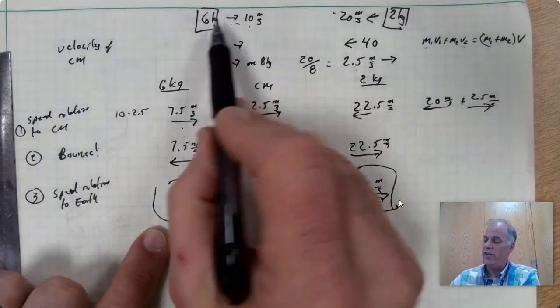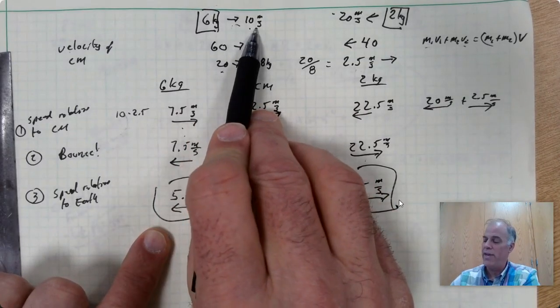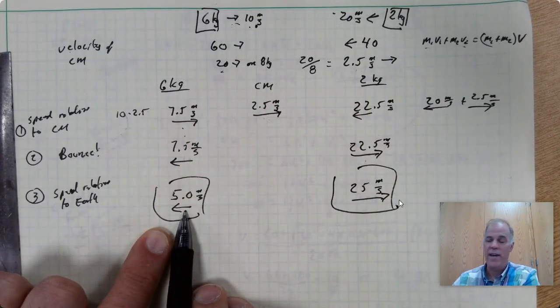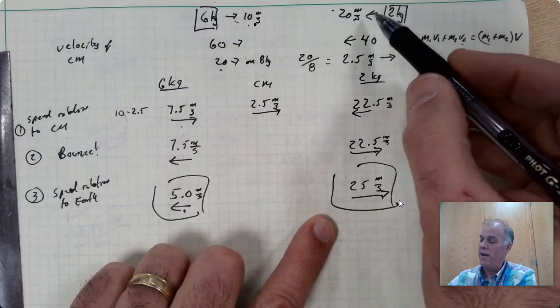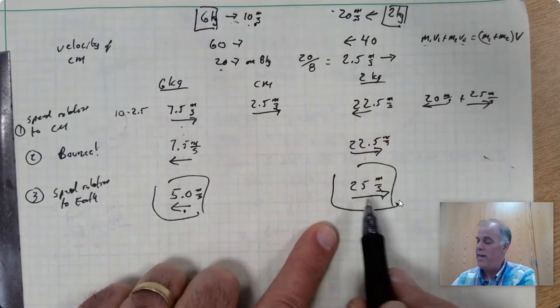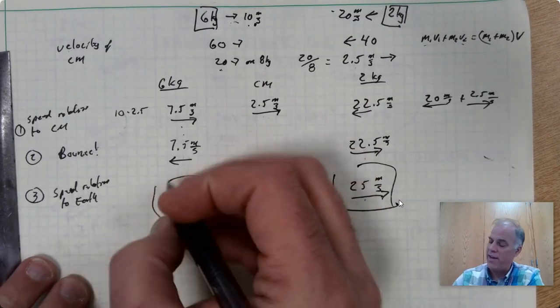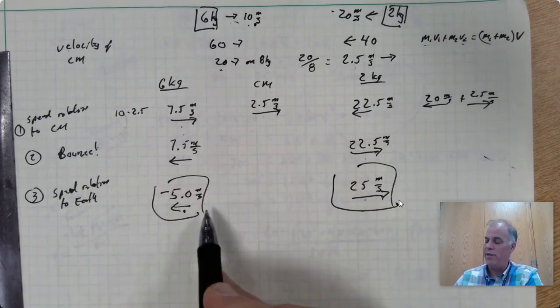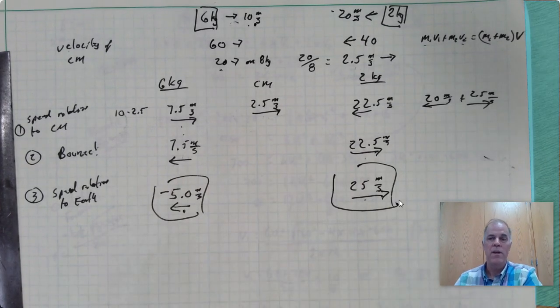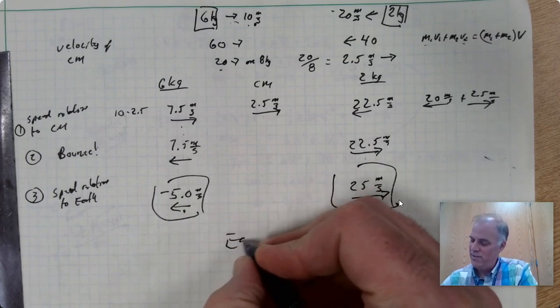So the speed of the 6 kilogram block, it comes in at 10 meters per second, bounces out at 5 meters per second. The 2 kilogram block comes in at negative 20 meters per second and bounces out at 25 meters per second. And I really should put negative 5 on here, but I mean it goes to the left. Okay, now that's the quote unquote easy way. That's the easy way.